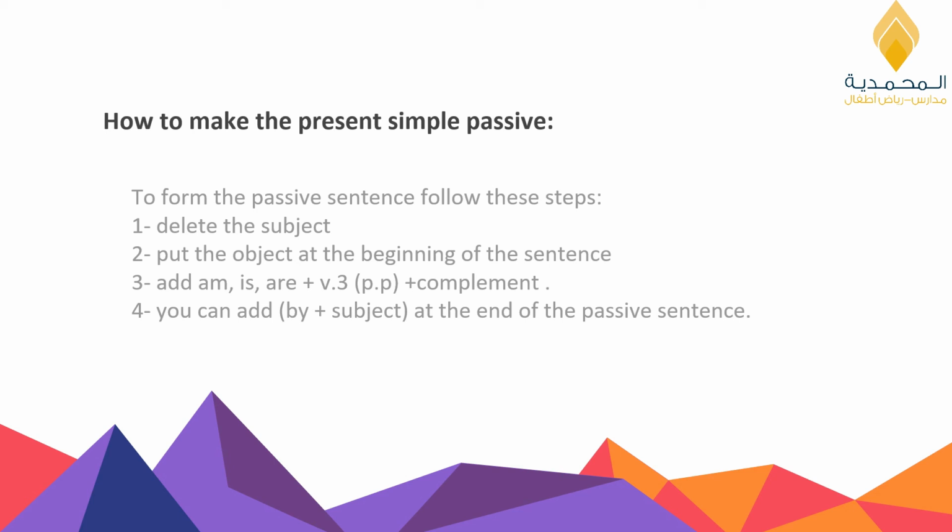How to decide which to use, am, is, or are? It is according to the object. If the object is I, you are going to use am. If the object is singular, you are going to use is. If the object is plural, you are going to use are. You can add by plus the subject at the end of the passive sentence. To understand more, let's discuss these examples together.